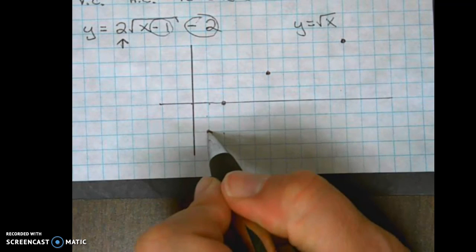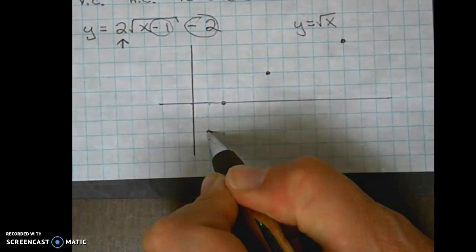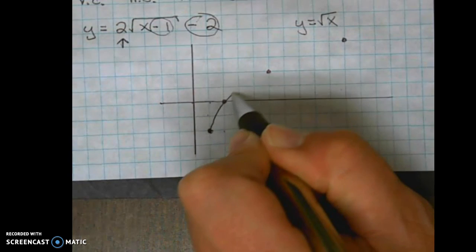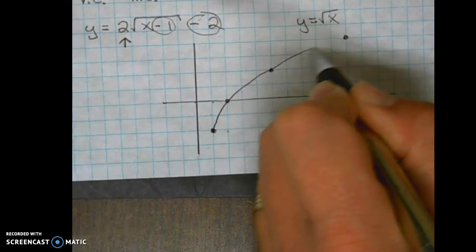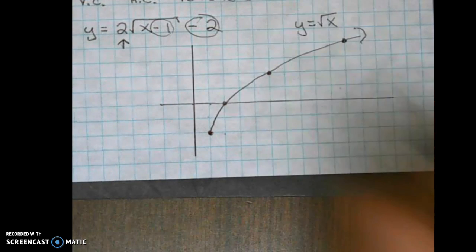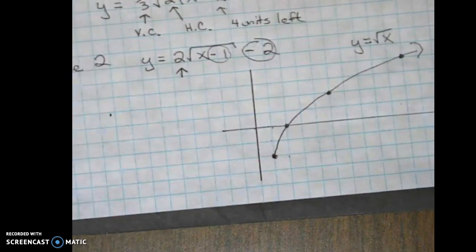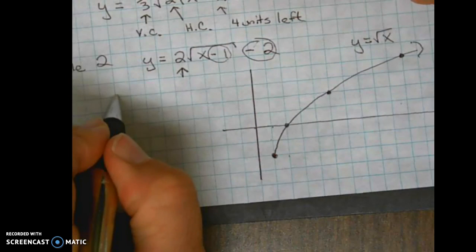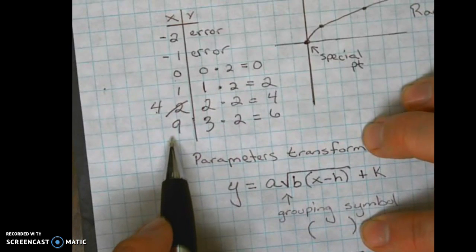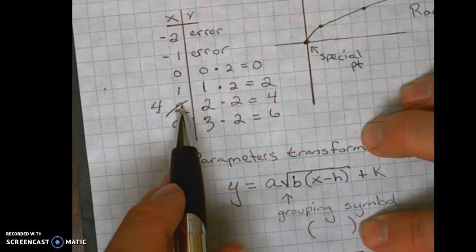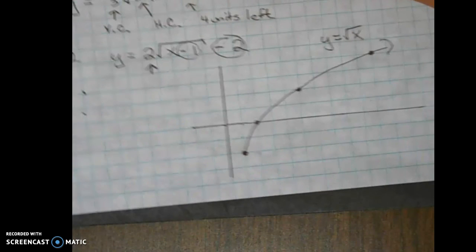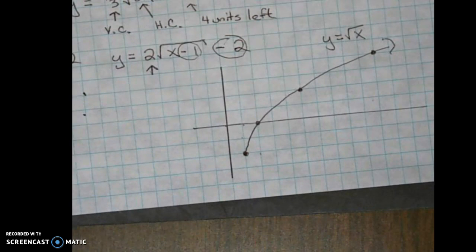So we have our starting point, which is our new 0, 0. And it's going to be stretched vertically. And our new table, we can get that from up here. Okay, so that's an introduction to radical functions, looking at the square root function.